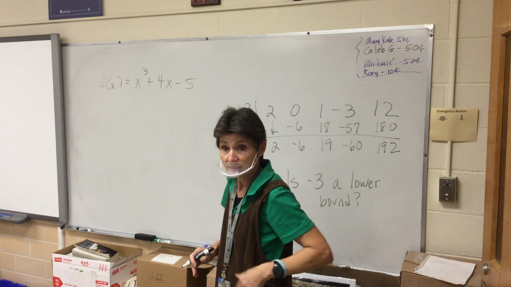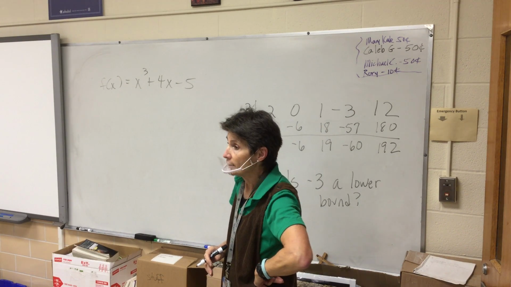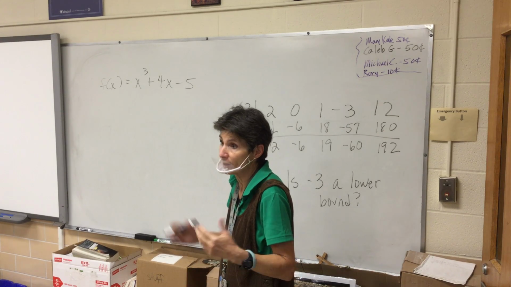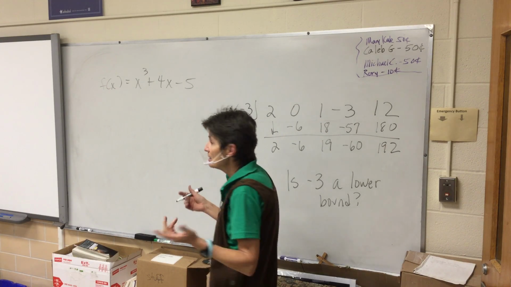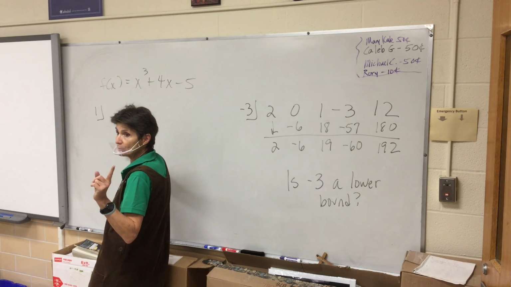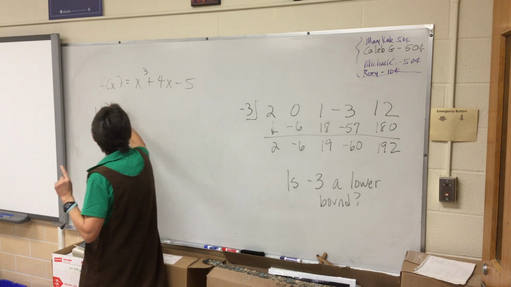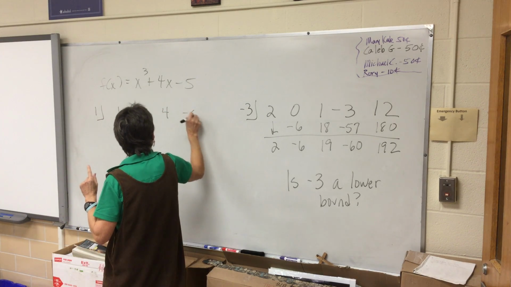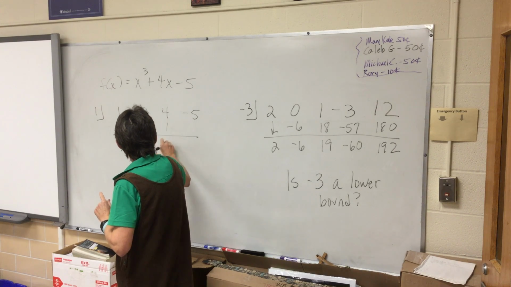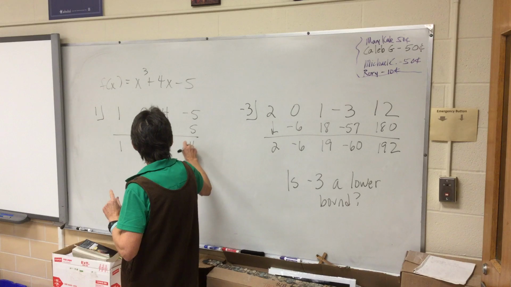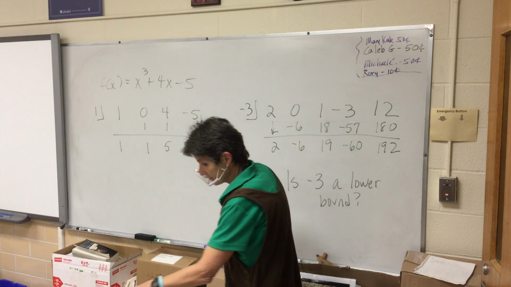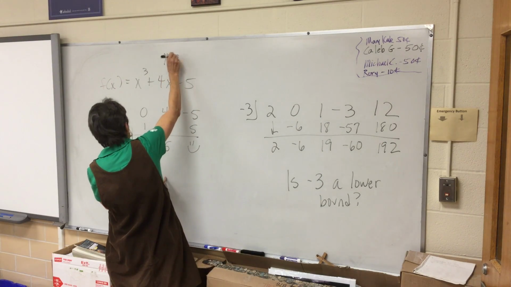So I'm gonna make some guesses, right? What are my PRRs? 1 and 5 and -1 and -5, right? That's it. So let's try 1. Where I have to make sure I add a 0 in. So 1, 0, 4, -5. Oh, good deal. Your job is to find the zeros, so one of your answers is 1.